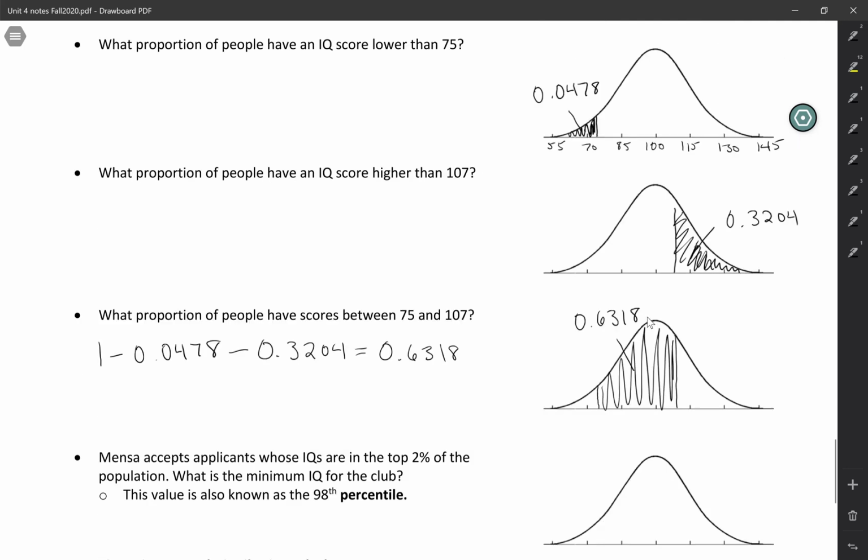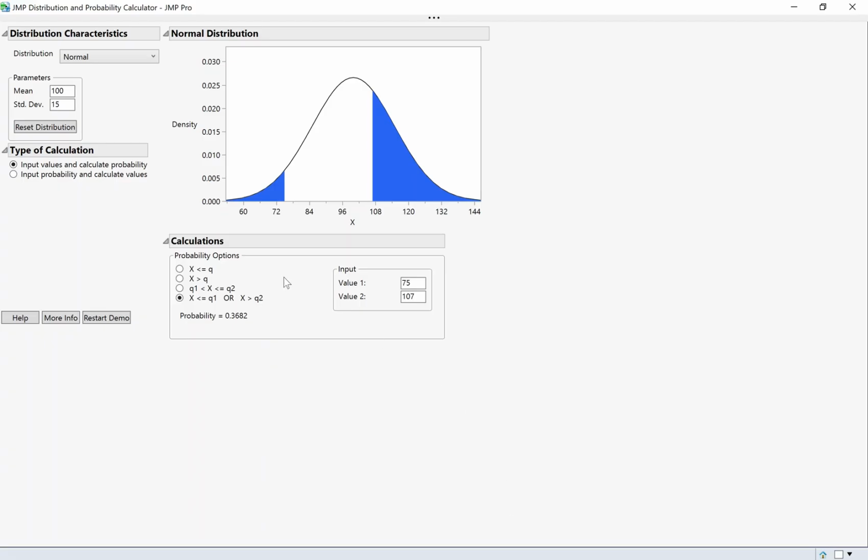So notice this is a very different type of question. Earlier, they were giving us IQ values and asking us to calculate percentages. Here, you're being given a percent and asked to calculate an IQ value. So you're basically using the distribution calculator in reverse. So before I start here, I'm going to change my type of calculation. Now I'm going to input probability.